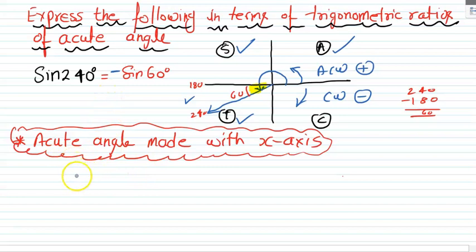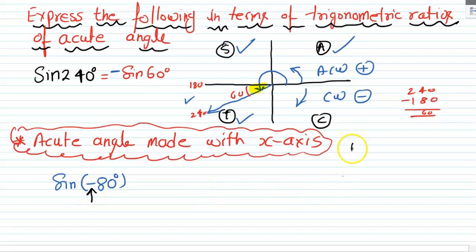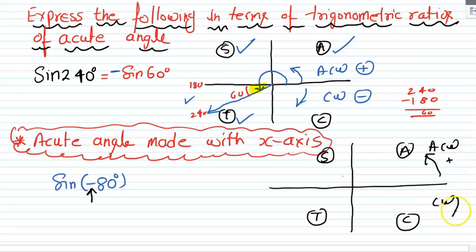If a question comes like this, suppose sine of minus 80 degrees. See here, the important thing is this angle is negative, which means you are not going in the positive direction, you are going in the negative direction. So what will happen here? Write down, add sugar to coffee. Anti-clockwise is the positive direction, clockwise is the negative direction. It means this time you are not going up, you are going down.